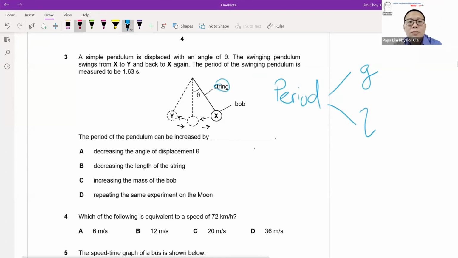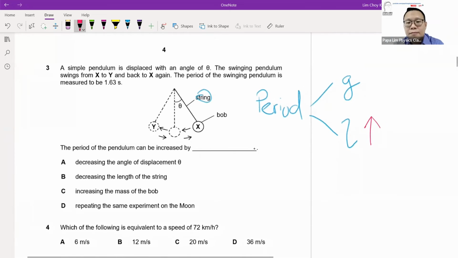Now students, you have to take note of how they are related. The two factors that will affect the period: first, the length. For example, if I increase the length of the pendulum, if I use a longer string, the period of that pendulum will actually be longer, will increase. So it will take a longer time if you're looking at a longer pendulum.